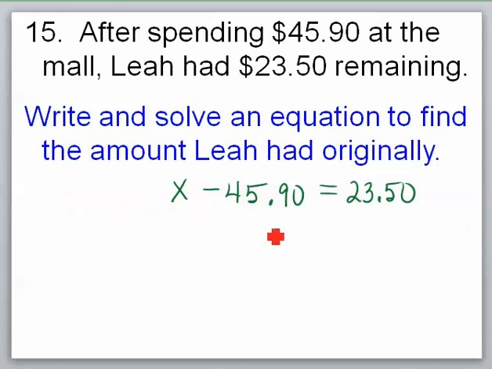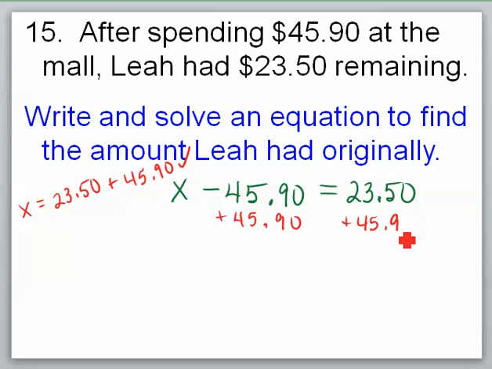Again, there are more than one way to write this equation. You could have simply just said, well, the amount she started with is $23.50, the amount she had remaining, plus the $45.90. This is also a correct equation. Notice that is exactly what I'm going to get when I start to solve this equation. So when I solve this equation, I do get that we're adding those together, and we end up with $69.40.